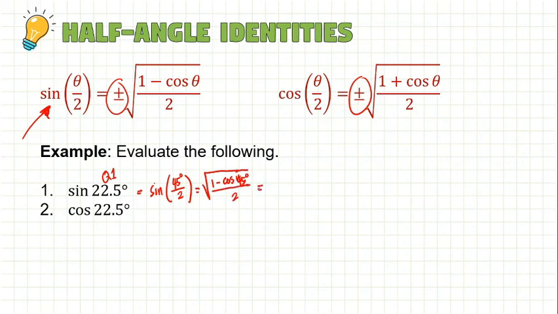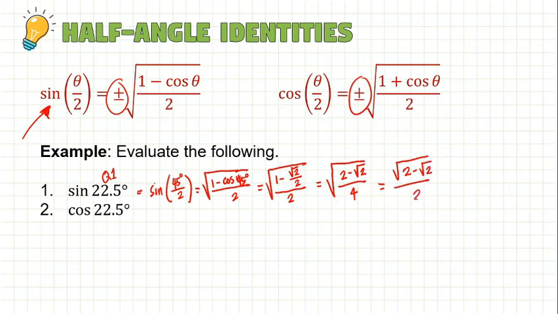Now, evaluating this one, we will have square root of 1 minus cosine of 45, which is square root of 2 over 2, all over 2. Now, simplifying this term here, so just check this one. This will now be equal to square root of 2 minus square root of 2 all over 4, or simply, square root of 2 minus square root of 2 all over 2. So this is your answer for number 1, sine 22.5 degrees.